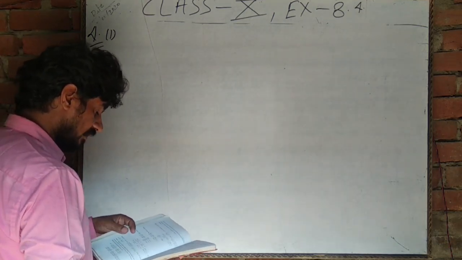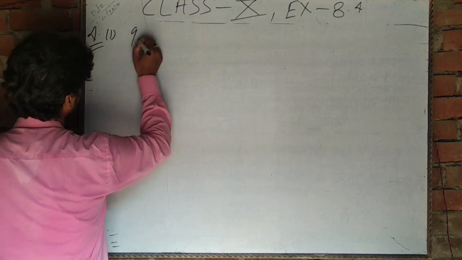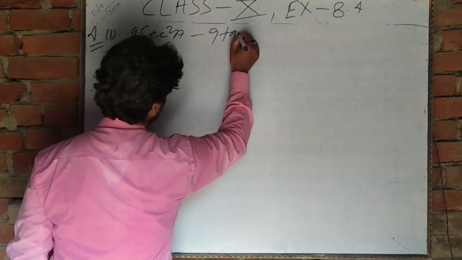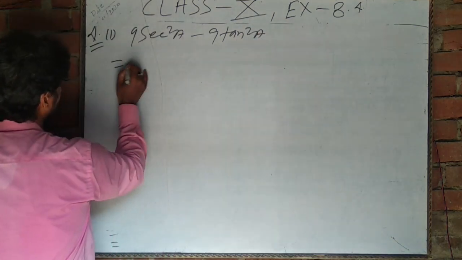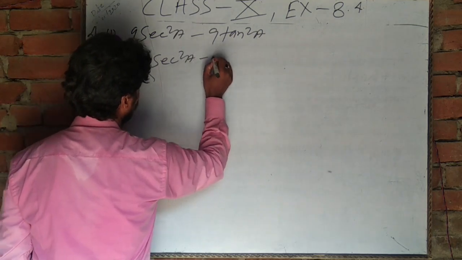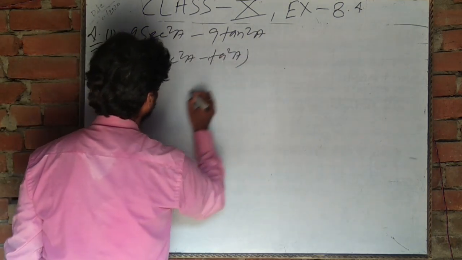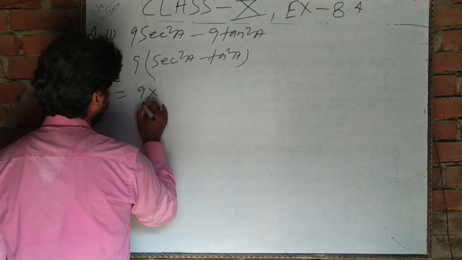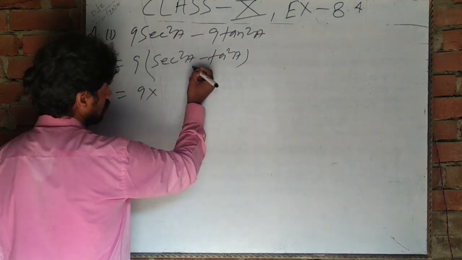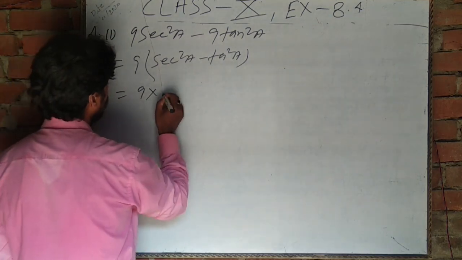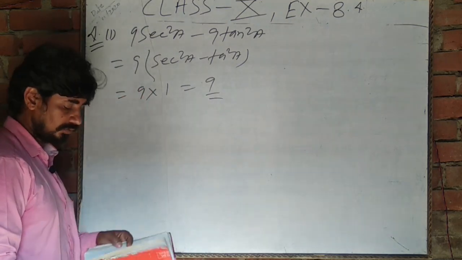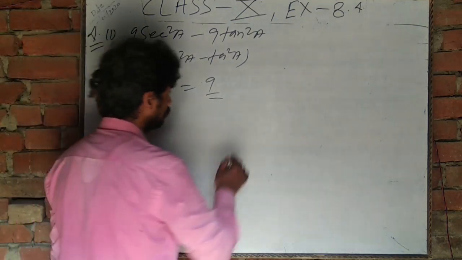First of all, 9 sec square A minus 9 tan square A. We will take 9 as common, then we will get sec square A minus tan square A. We have idea about sec square A minus tan square A is equal to 1. So at the place of sec square A minus tan square A, we will write 1. Then we will get result 9. So our option will be D.